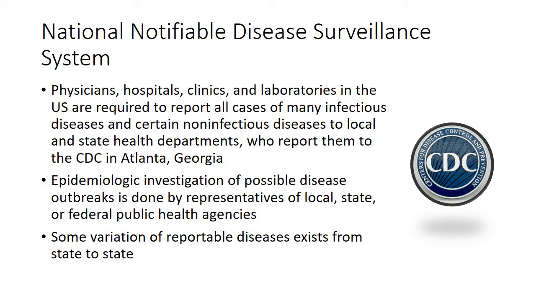Another really important source of information, especially about contagious diseases, is the National Notifiable Disease Surveillance System. This is a program run by the CDC where clinics, hospitals, etc. are required to report cases of certain diseases, especially infectious diseases in most cases, but also some non-infectious diseases, up to the CDC, usually through the local state health department. So again, if you had a case of, say, meningococcal disease at a hospital in Florida, you'd report that up to the Florida Department of Health, who eventually would report it back up to the CDC, which, as you know, resides in Atlanta, Georgia.